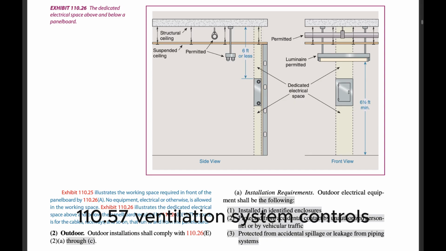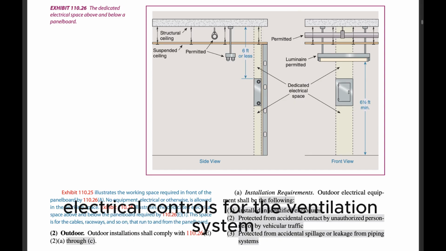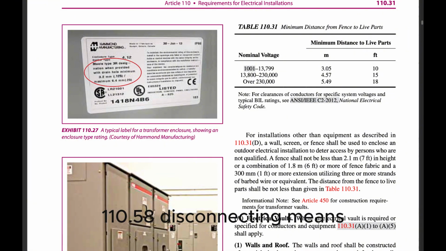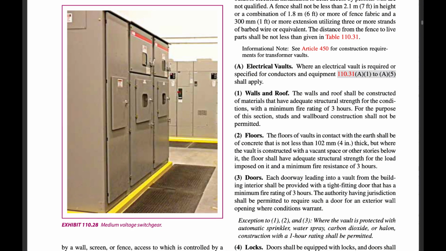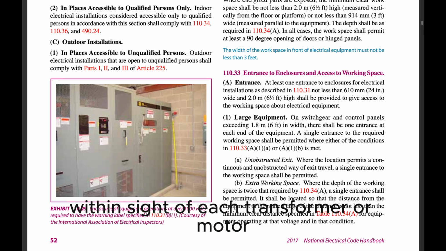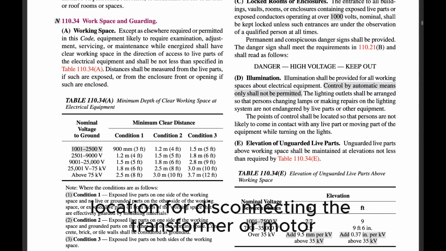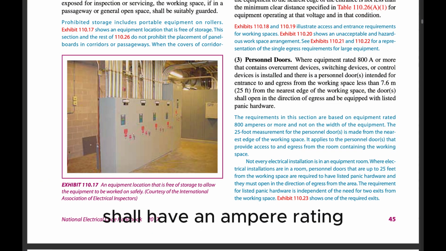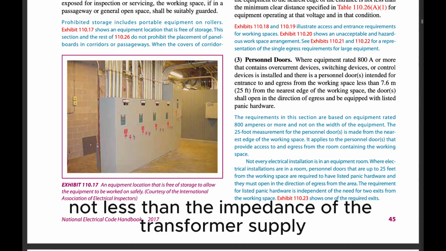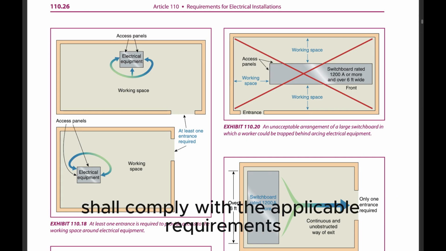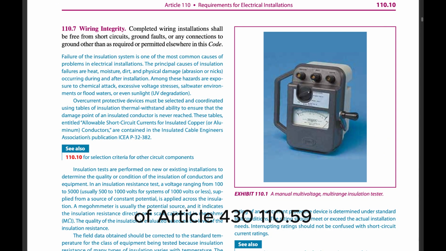110.57 Ventilation system controls. Electrical controls for the ventilation system shall be arranged so that the airflow can be reversed. 110.58 Disconnecting means. A switch or circuit breaker that simultaneously opens all ungrounded conductors of the circuit shall be installed within sight of each transformer or motor location for disconnecting the transformer or motor. The switch or circuit breaker for a transformer shall have an ampere rating not less than the ampacity of the transformer supply conductors. The switch or circuit breaker for a motor shall comply with the applicable requirements of Article 430.